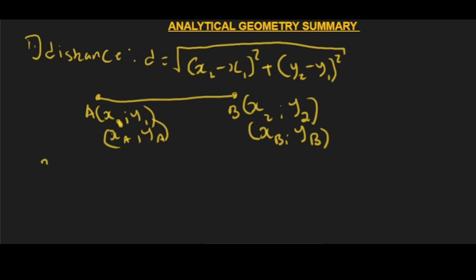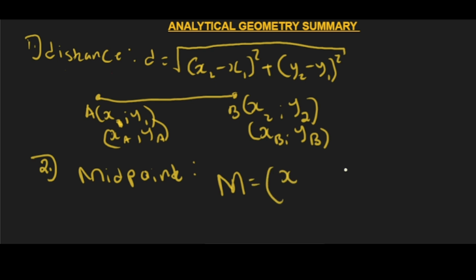Concept number two, you also need to know the midpoint. What is known as the midpoint? This is the middlemost point between the two given coordinates. It's symbolized by the capital letter M, and is given by (x2 plus x1) divided by 2, and then (y2 plus y1) divided by 2. This is how you would calculate the midpoint, the middlemost point between two points.